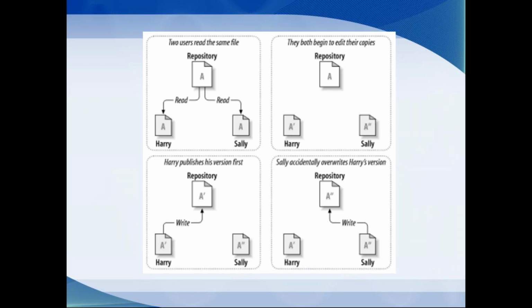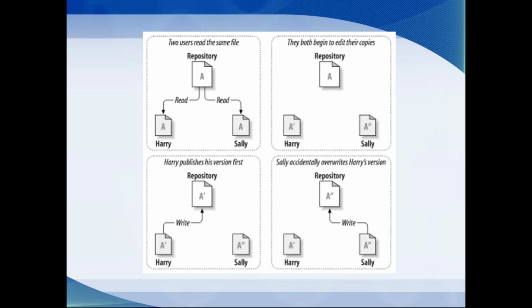For example, say Harry and Sally both are your developers, and I have a code repository and I have file A. Remember this terminology. Whenever you are pushing your code to the repository, that is called committing. Whenever you are taking the code from the repository to your machine, that is called checking out. When someone says I checked out the code, that means he got the code from the repository to the local machine.